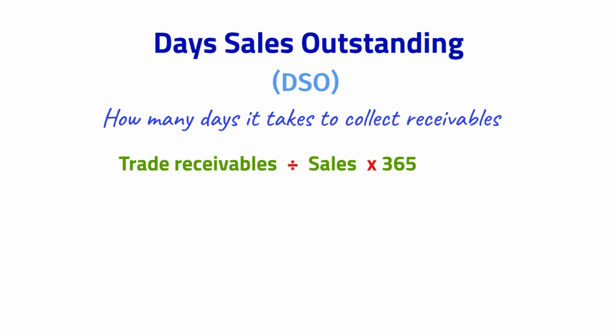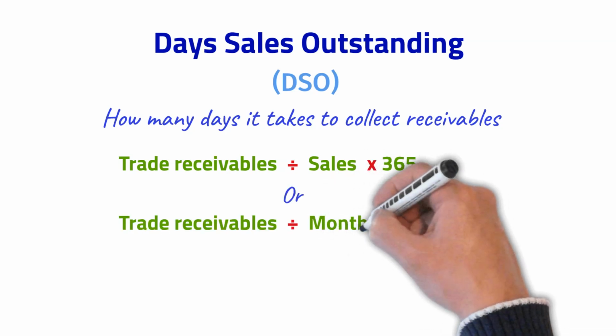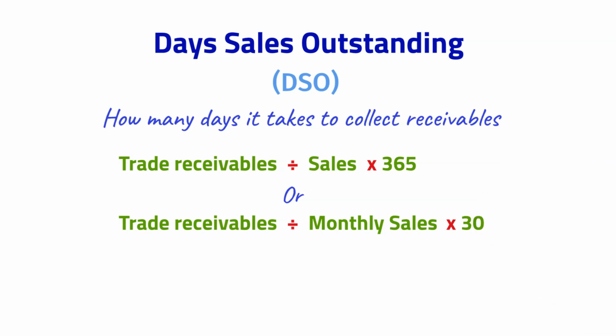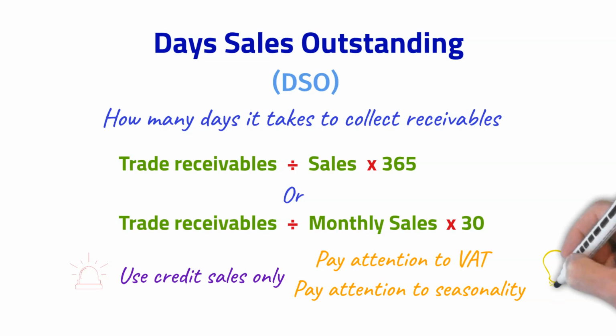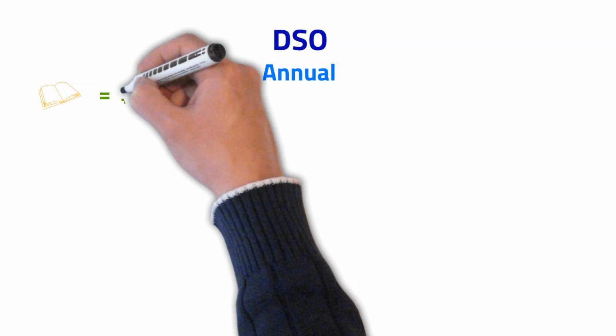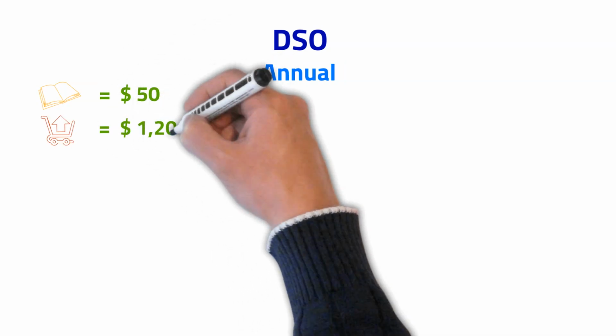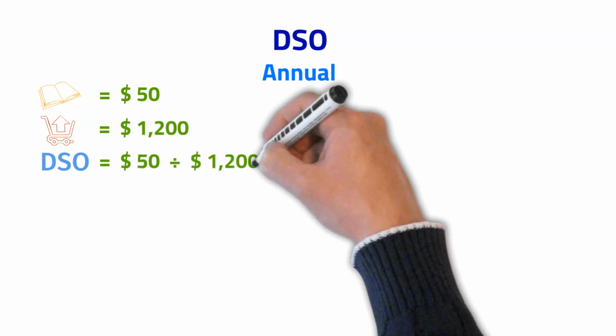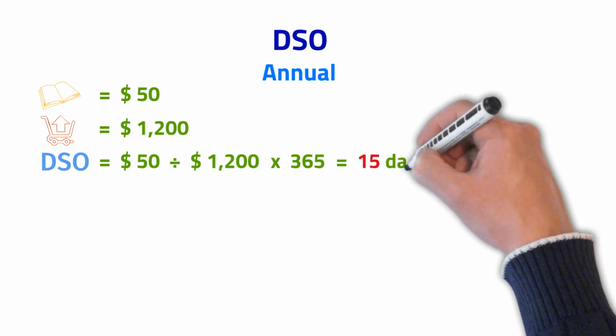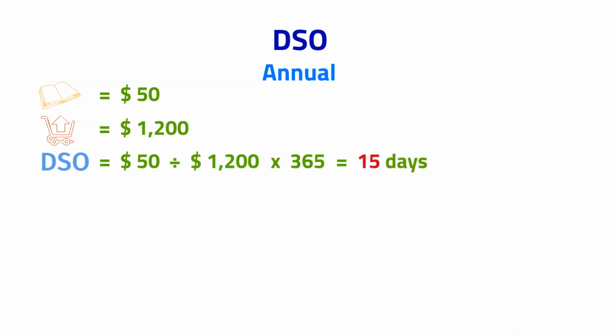365 days. Alternatively, receivables can be divided by monthly revenue and then multiplied by the number of days in a month, for example 30. The choice depends on the seasonality of the business and potential distortions monthly calculations may cause. We will discuss different approaches in later videos. For example, if our receivables were 50 and annual sales were $1,200, our DSOs would be 50 divided by 1,200 times 365 equals 15. That means that it takes our customers on average 15 days to pay for our deliveries.